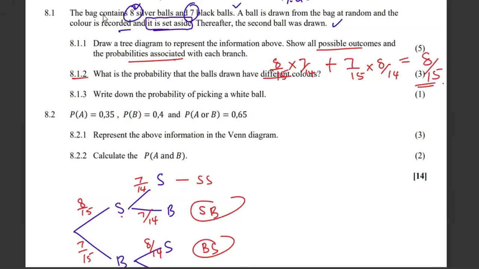Then 8.1.3, write down the probability of picking a white ball. The answer is 0. We're dealing with black and silver. There are no white balls there.